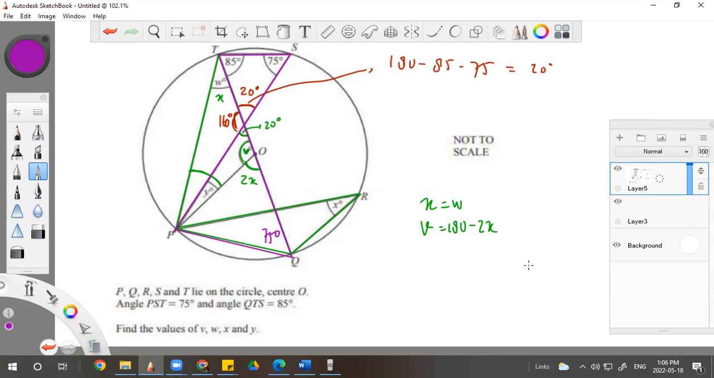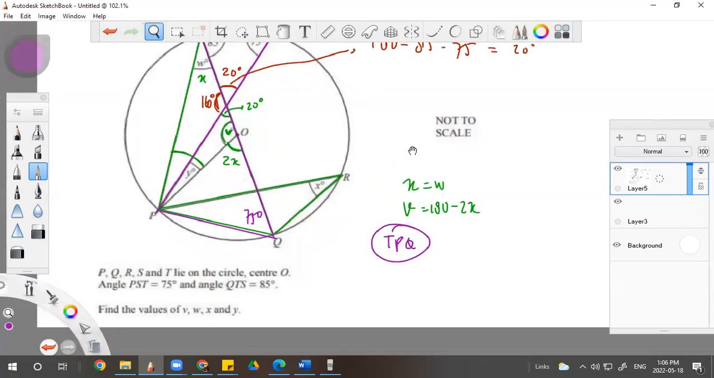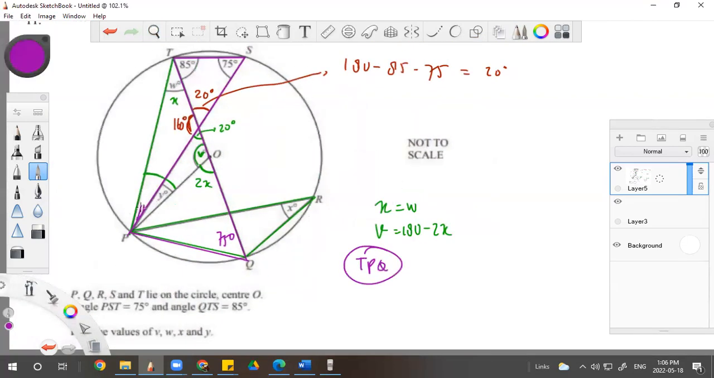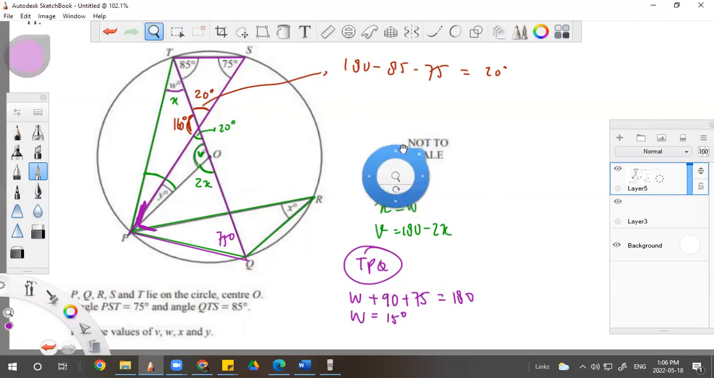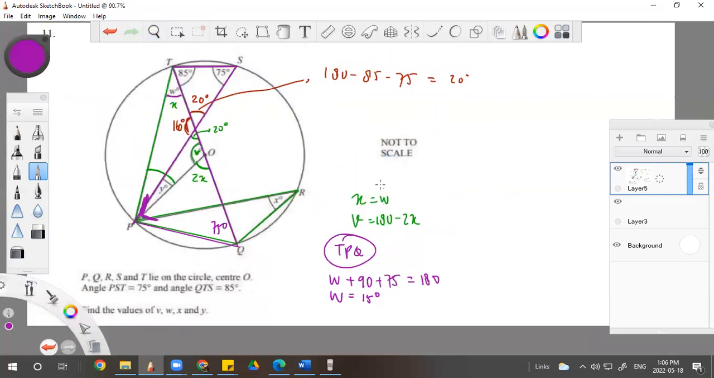Then, how do you calculate the value of X? Lu lihat triangle TPQ. Ini kan 180, soalnya dia angle on center, right? So TPQ, W plus 90 plus 75 equals 180. So W equals 180 minus 75 minus 90 equals 15 degree. W 15 degree, X juga 15 degree, sama dia. Kenapa sama? Soalnya dia subtended by the same arc.